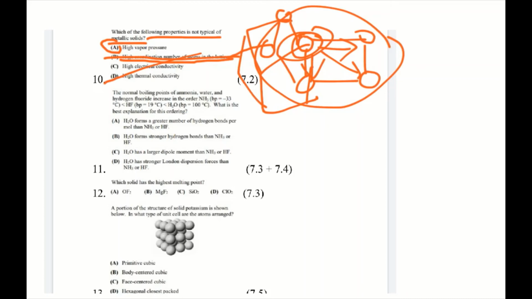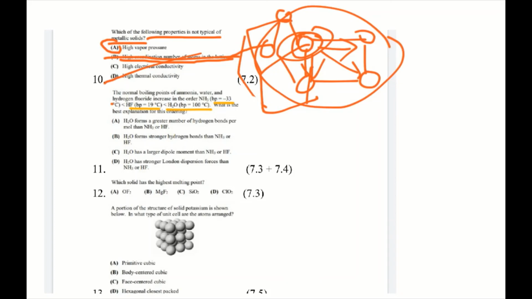Alright, number 11. The normal boiling point of ammonia, water, and hydrogen fluoride increases in the order NH3, which has a boiling point of negative 33 degrees Celsius, HF, which is 19, and H2O, which is 100 degrees Celsius. So what is the best explanation for this?